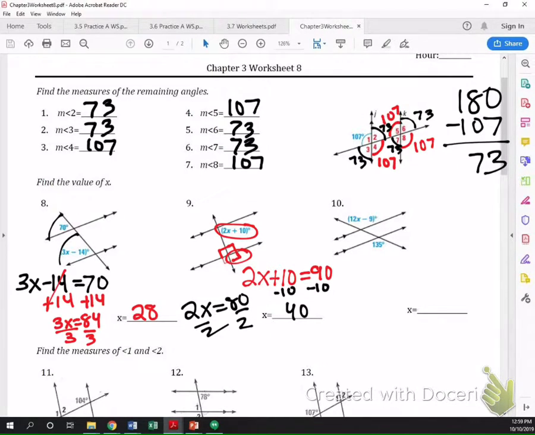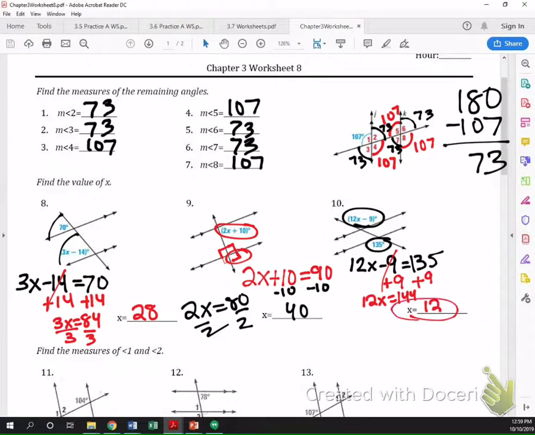All right, what's the relationship on number 10? The angles are alternate exterior. What do I know about alternate exteriors? They are congruent. Good. So I am going to add 9 to both sides. You're going to get 144, you divide it by 12, and you get 12. Very good. All right. Any questions on the first 10?